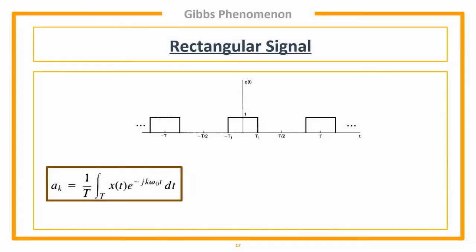Now let's consider a rectangular signal. Calculating the coefficients, we find that for k equals 0, the coefficient is given by this expression, and for k not equal to 0, it is given by this expression. Well, the question still remains how we have reached a rectangular pulse using a summation of complex exponentials.